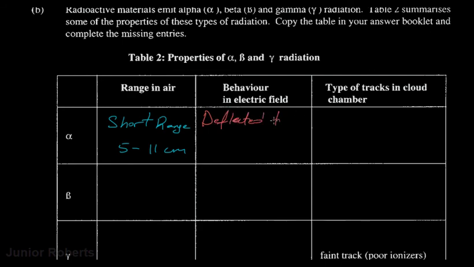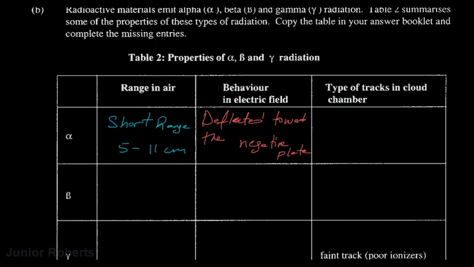Now, when an alpha particle passes through an electric field, it will be deflected toward the negative plate, right? So the alpha particle is positive in nature, because it's actually a helium nucleus, so it will be deflected toward the negative plate.